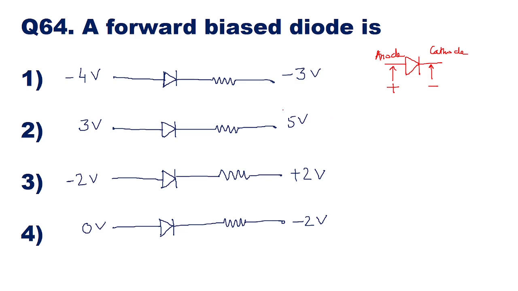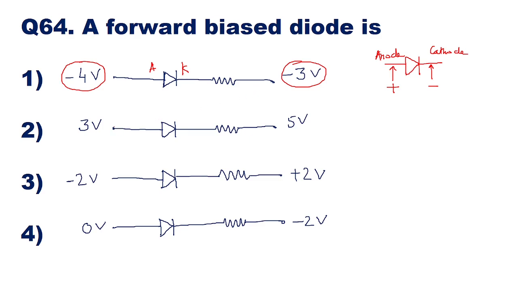Now if you see these 4 diagrams, there are voltages shown at the anode and cathode. Now if you observe these voltages, in the first option the voltage at the anode, so this is anode and this is cathode, the voltage applied at the anode is minus 4 volt and the voltage applied at the cathode is minus 3 volt. So minus 4 volt is less than minus 3 volt. So option 1 is not the answer. In this case, the diode is not forward biased.